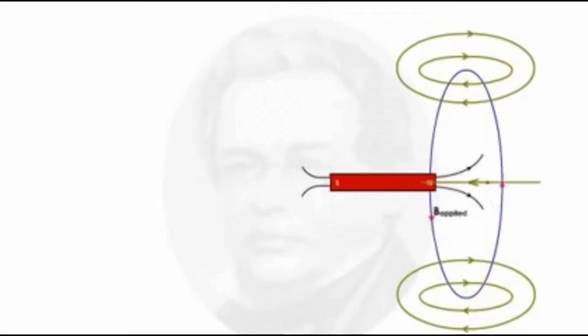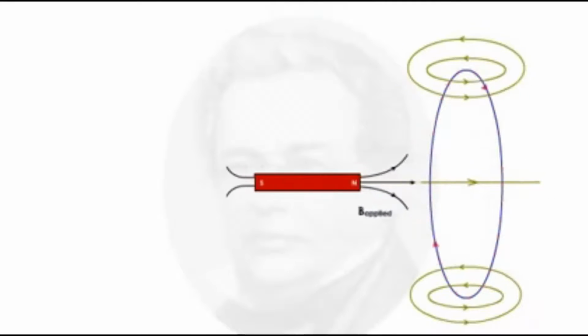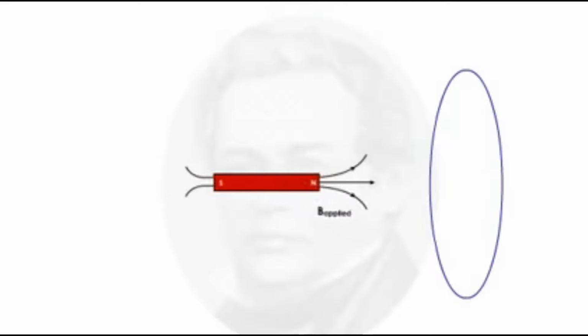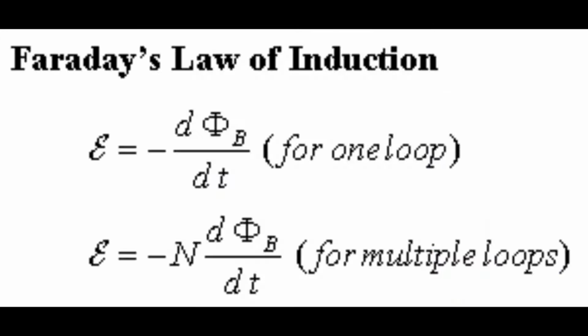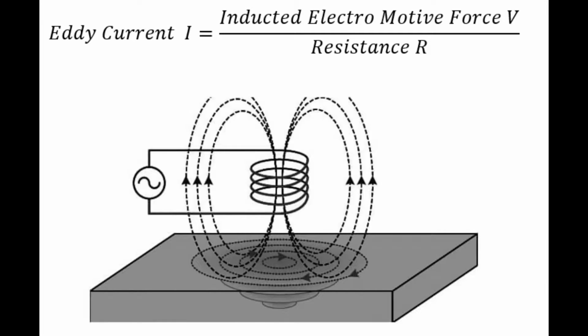Eddy currents are electrical loop currents that are induced in conductors when there is a changing magnetic field on the conductor. This is represented by Faraday's law of induction, which states that an electromotive force is equal to minus the change of the magnetic flux on the surface as a function of time. Eddy current is equal to this electromotive force divided by the resistance of the conductor.